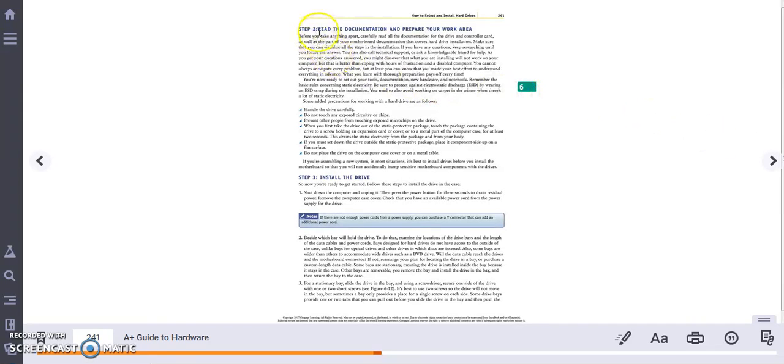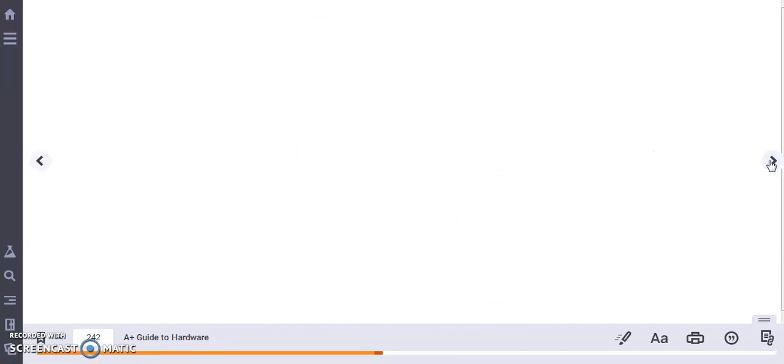Here, step 2. Read the documentation and prepare your work area. It's always best to know what you're getting into before you get into it. And if you don't know what you're doing, the recommendation is always stop, ask questions, do some research, get some help, but don't just dive in not knowing what you're doing.